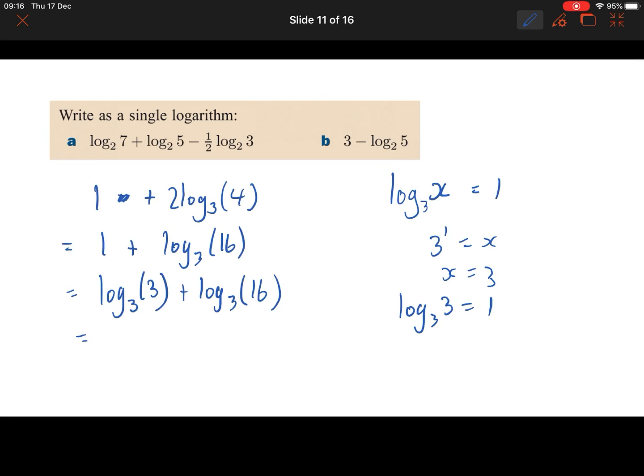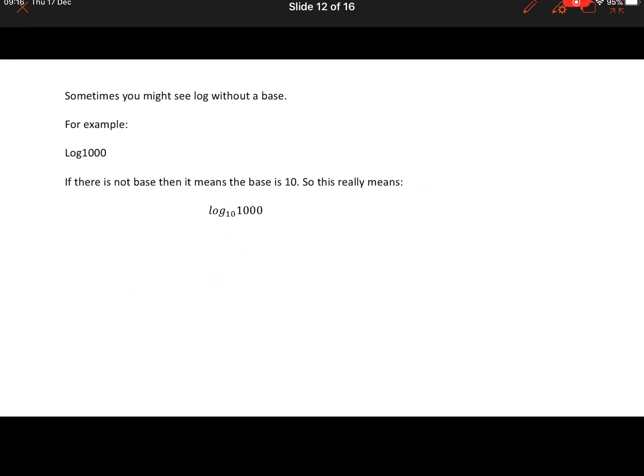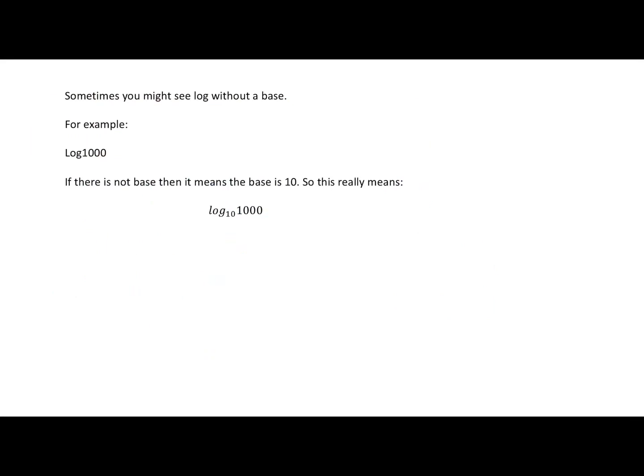So we're going to do log base 3 of 3 plus log base 3 of 16. Now I can use rule number 2. Log base 3 of 48 is a single logarithm. Okay, changing something that's not a single logarithm into a single logarithm.